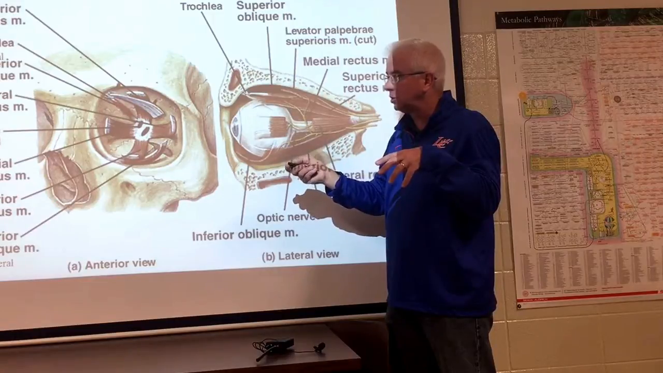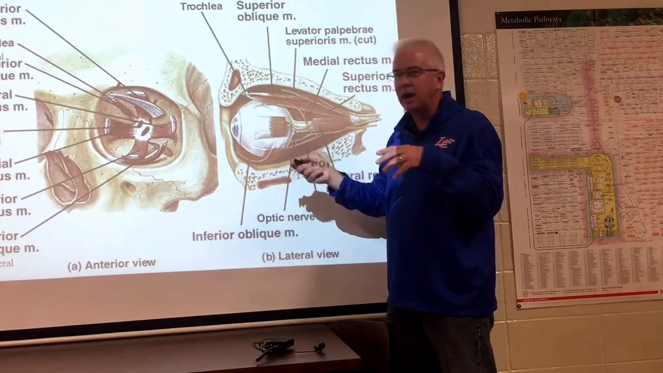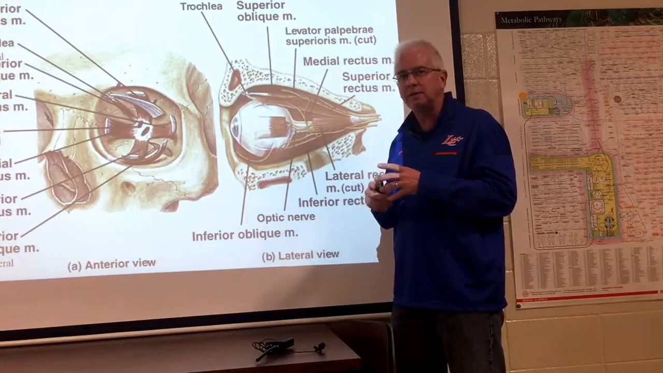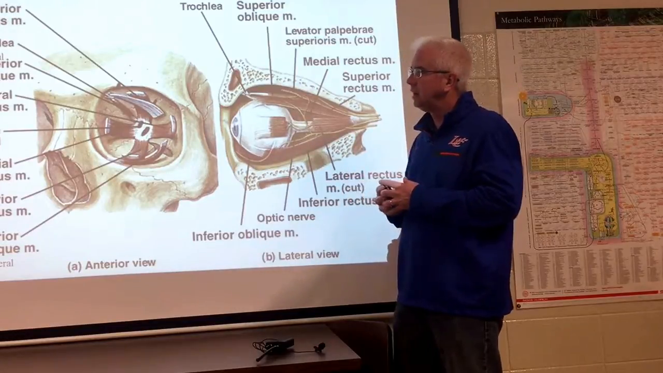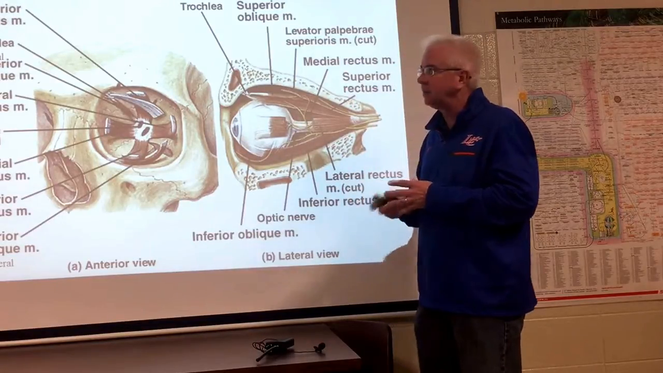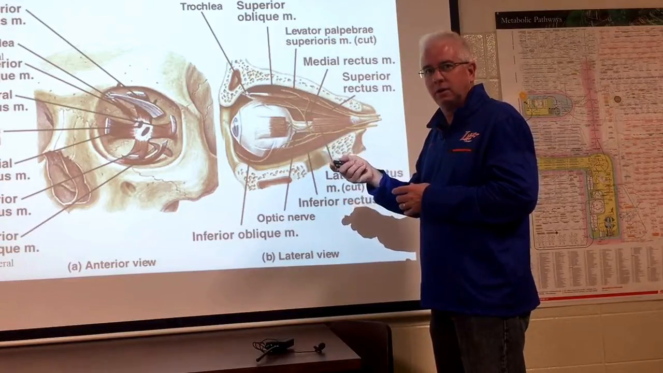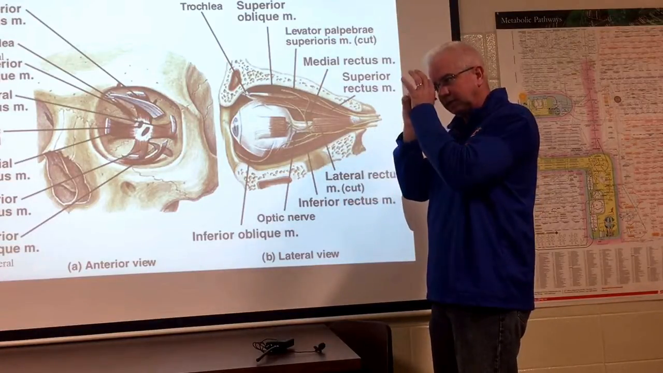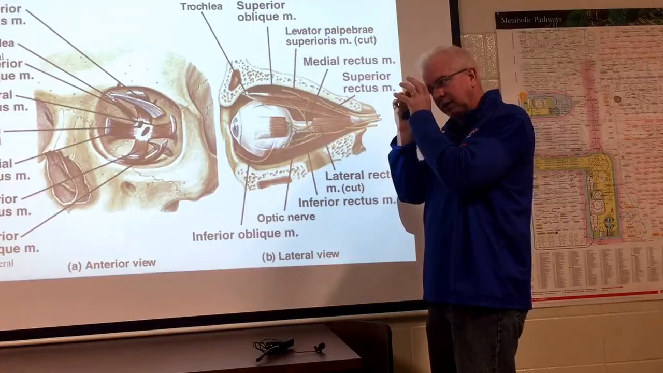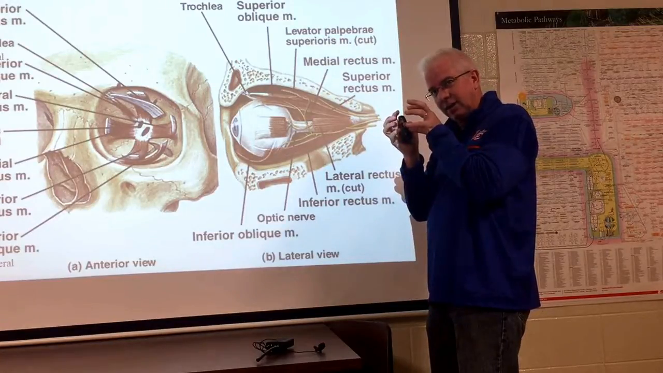So when this muscle contracts, it pulls the eye in a very funny position. It makes a very interesting kind of motion for the eye. It actually makes the eye go down and lateral. So when this muscle contracts in that pulley, it pulls the eye like this, down and lateral.